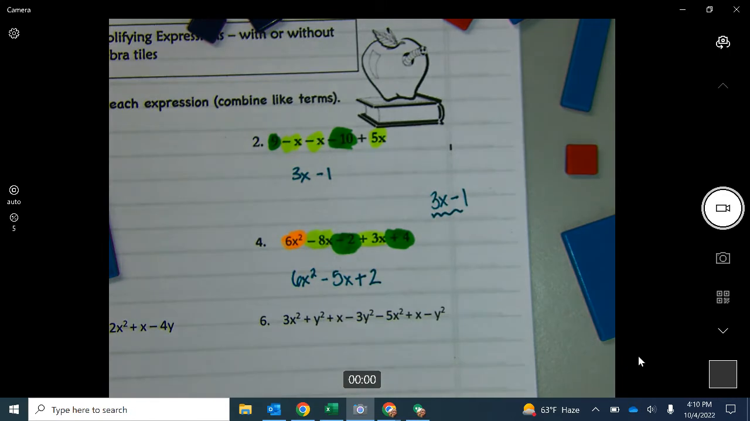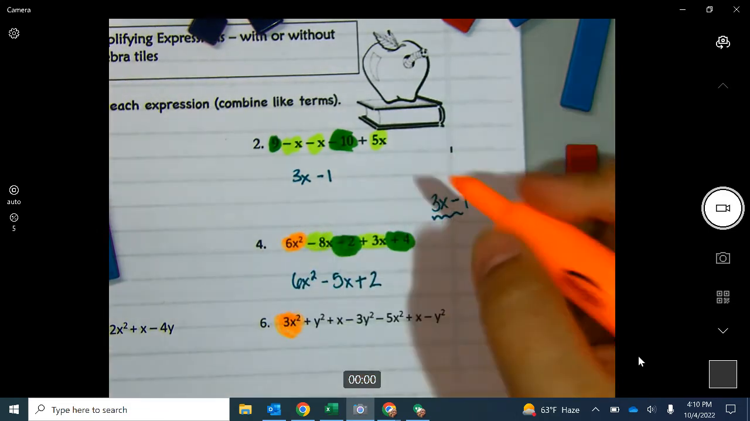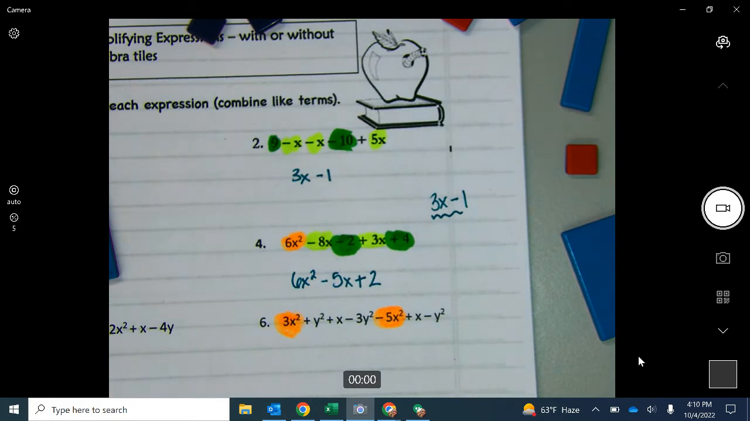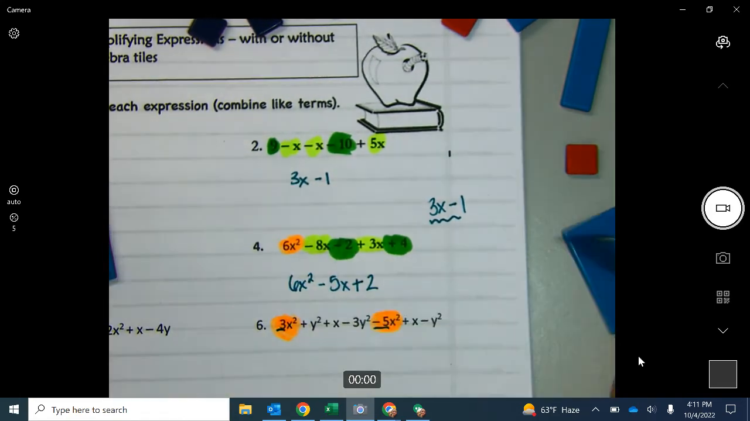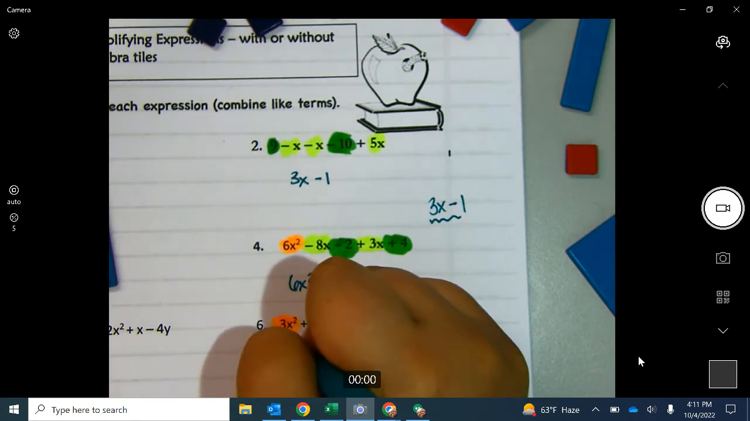All right, so in this one, first let's look at our x squareds. So let's see, I've got orange, so 3x squared and a negative 5x squared. Okay, so if I have 3x squared and then I subtract 5x squared, that's the same as saying 3 minus 5. Okay, so 3 minus 5 is negative 2. So I have negative 2x squared.